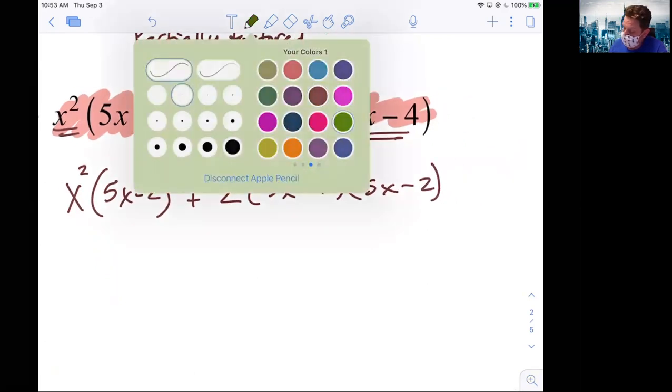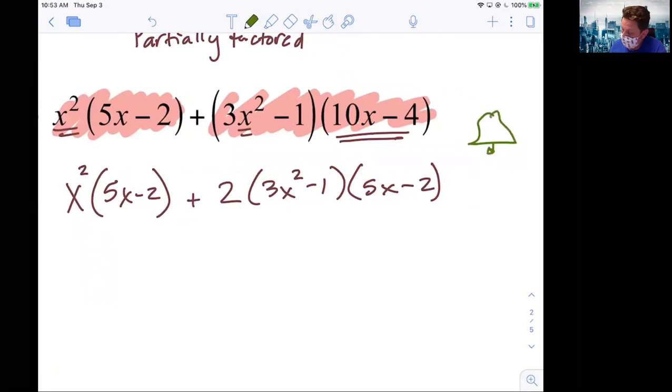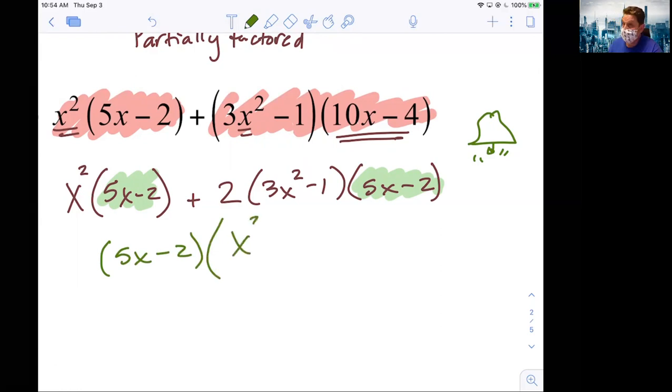Oh, and now what happens? You hear a little bell ringing, right? Ding, ding, ding, ding. Because what do you notice now? 5x minus 2 is now a common binomial factor in both terms. Oh, okay. So let's factor out the 5x minus 2. And then parentheses, what are we left with in the first term? X squared, right? Plus 2 times this junk. Close, close.